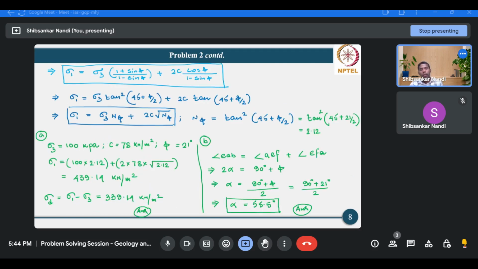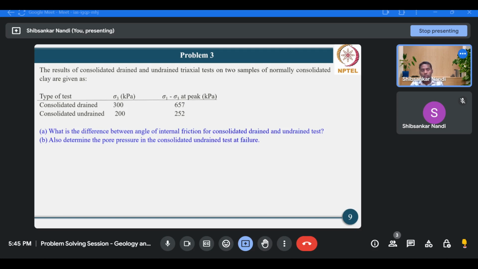So we have calculated the deviator stress at failure as 339.14 kilonewton per meter square, and the angle made by the failure plane with the major principal plane as 55.5 degree. Please cross check all the calculations, as I might be wrong in the calculation part. However, conceptually it's okay. Now we'll move on to our next problem, that is problem number 3.